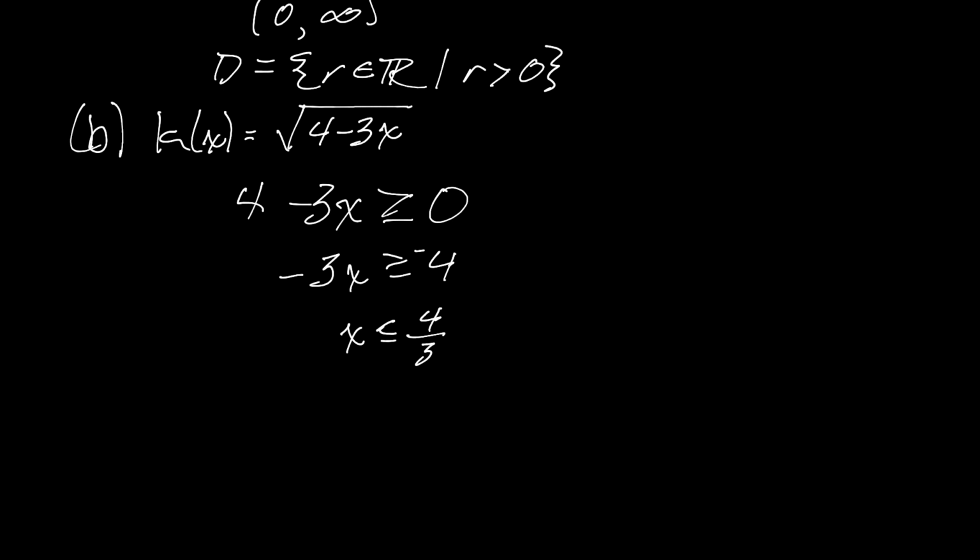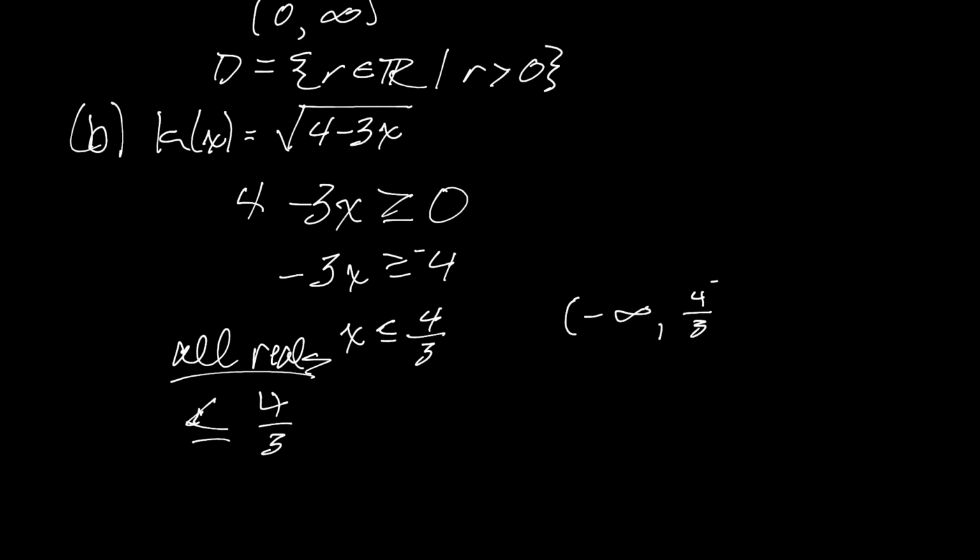So you could say, again, using words, all reals less than or equal to 4/3. If you wanted to use interval notation, you'd say negative infinity up to and including 4/3, so we get a square bracket there. So this is one way of doing it. We did it in words, all reals less than or equal to 4/3. Here's interval notation: it includes 4/3 and includes everything less than it.